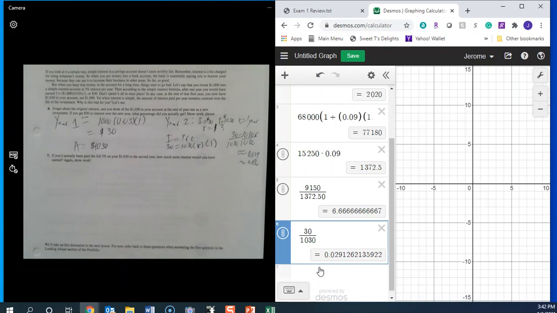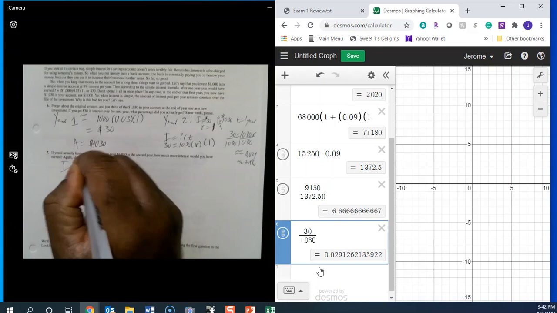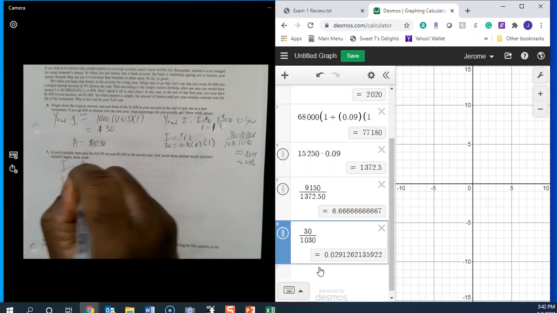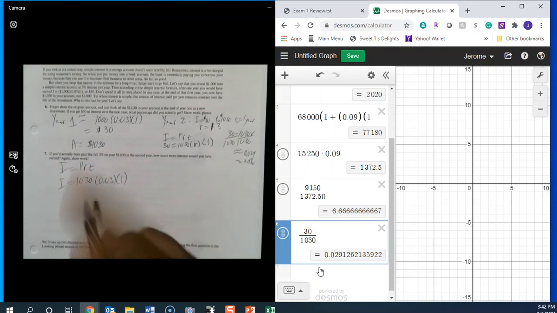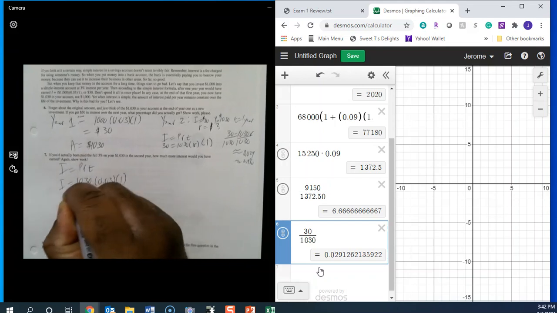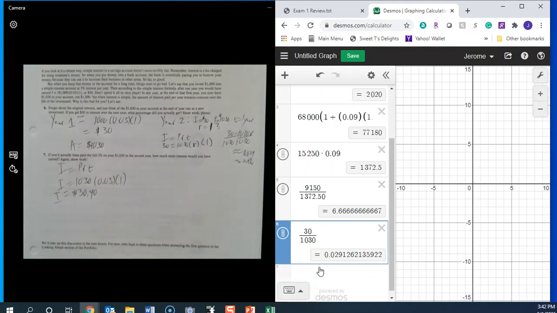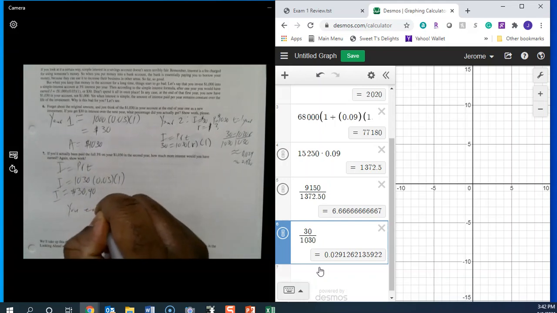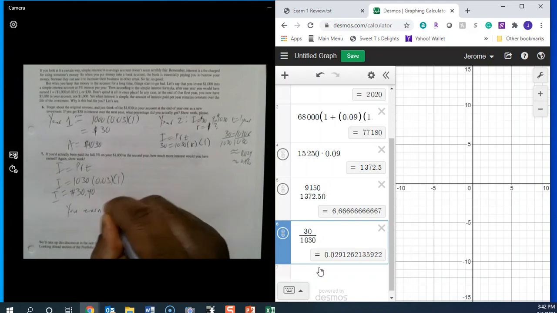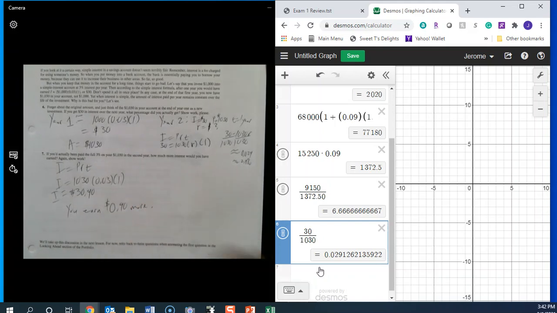Again, show work. So we know interest is equal to principal times rate times time. Principal will be 1,030. The rate will be 0.03 times 1. So this here will give you a whopping $30.90. So you earn 90 cents more. I know that doesn't seem like much, but over time and over a lot of people, 90 cents can be quite a bit.